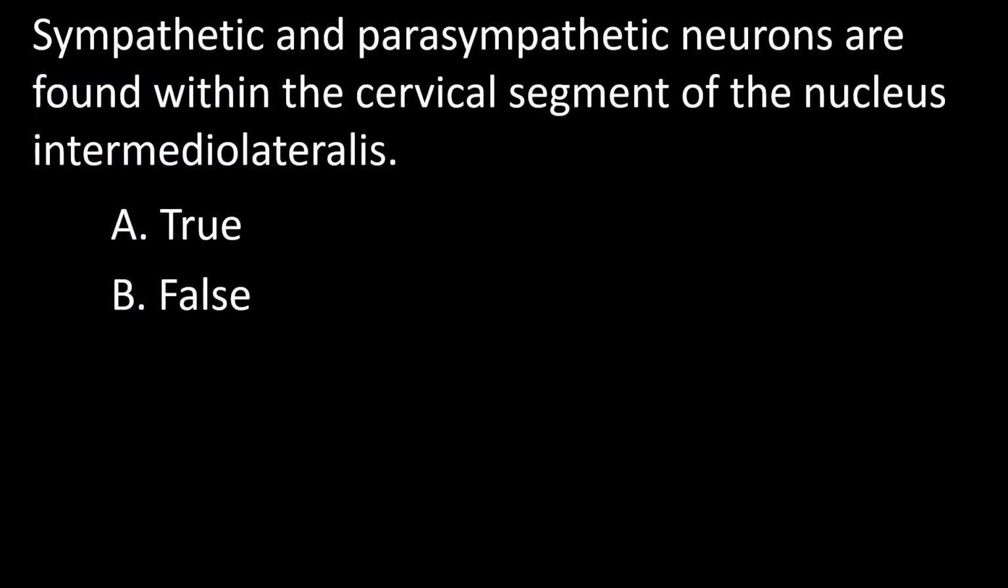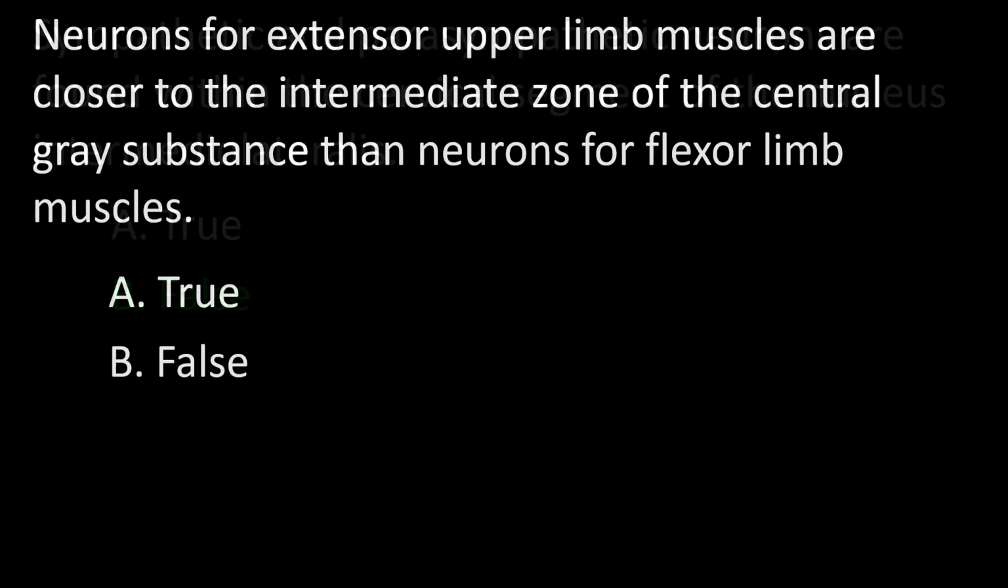So the answer to this question is B. Next question. Neurons for extensor upper limb muscles are closer to the intermediate zone of the central gray substance than neurons for flexor limb muscles. A true, B false.